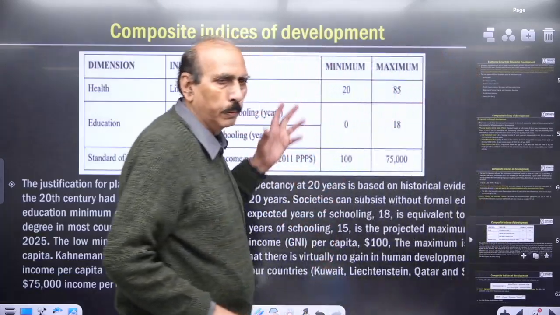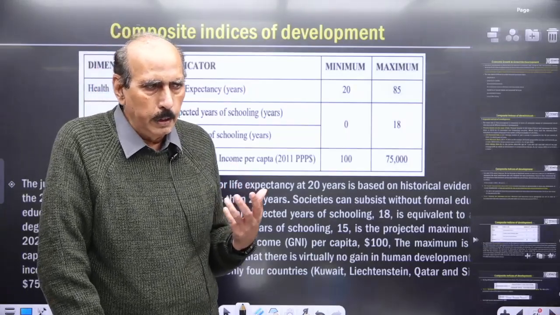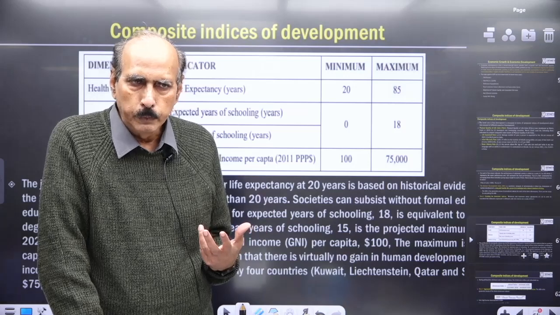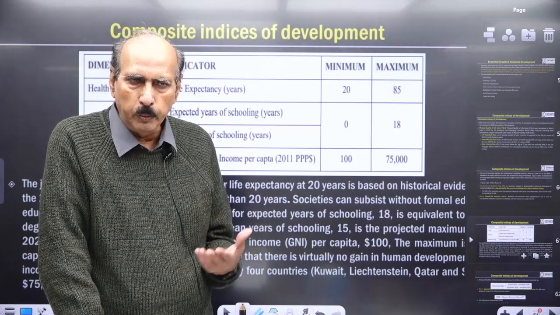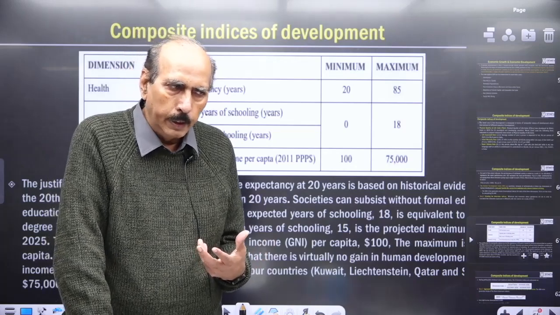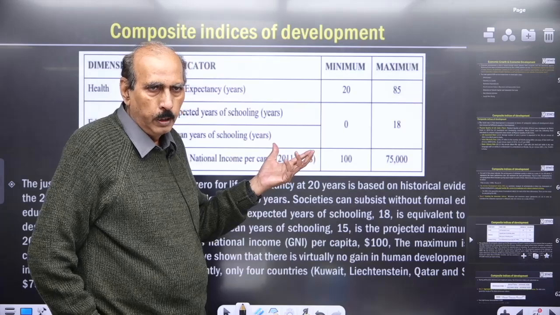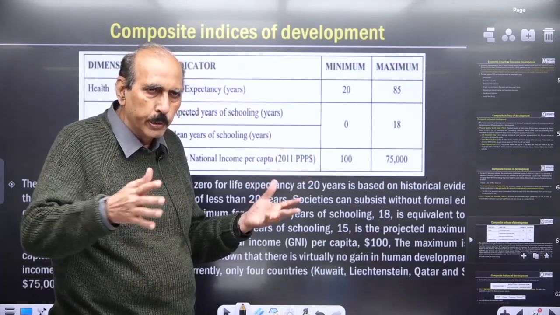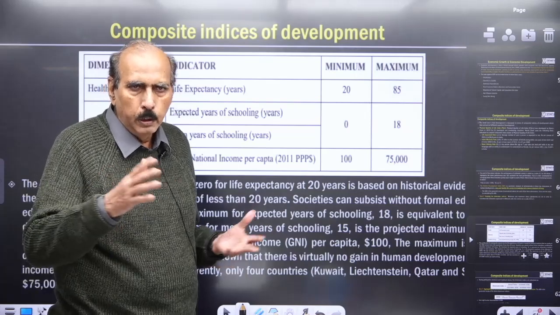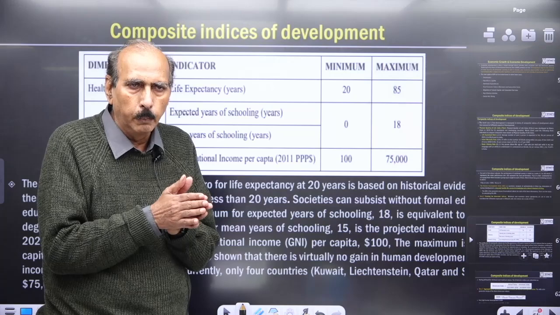You see, this is the table. All three indicators are called the 3 dimensions of human development: life expectancy, acquisition of knowledge, and standard of living. So we convert them into indices. Normalize करना है ना, different units में. कोई years में है, कोई rupees में है. They have to be normalized into a single unit, because then you will aggregate them.